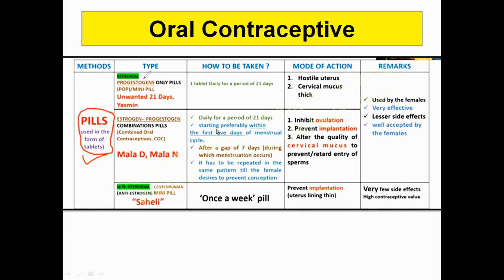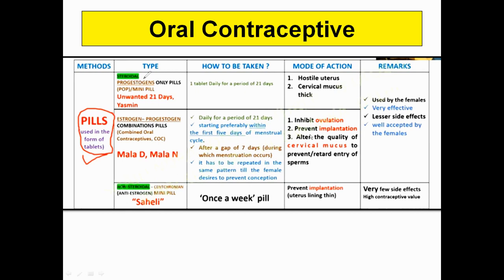And the next thing is how they are taken. They should be taken daily for 21 days, starting preferably within the first 5 days of the menstrual cycle, and then a gap of 7 days is taken to avoid pregnancy. So they need to be taken with the time gap. Okay, it has to be repeated in the same pattern till the female desires to prevent conception.